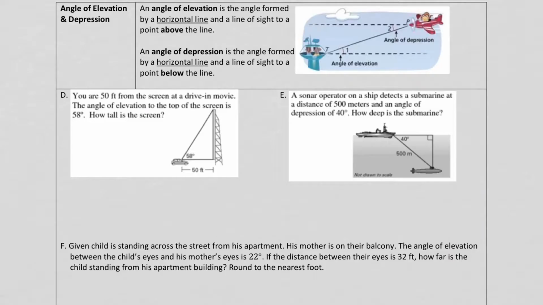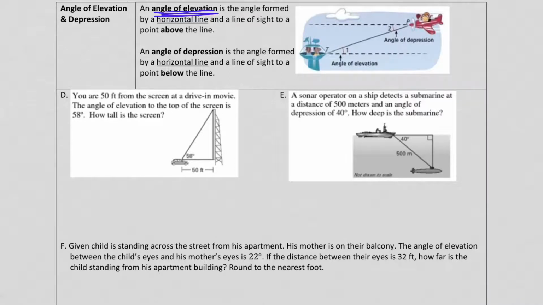Okay, our second goal today is going to be, what is an angle of elevation and an angle of depression? An angle of elevation is an angle formed by a horizontal line and a line of sight to a point above the line. So an angle of elevation means that you're going to be looking up at something.